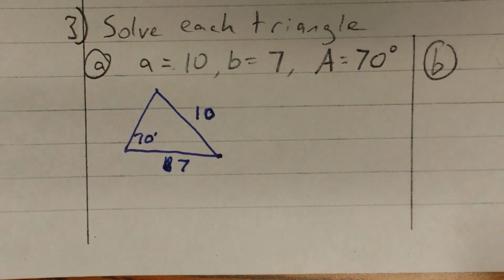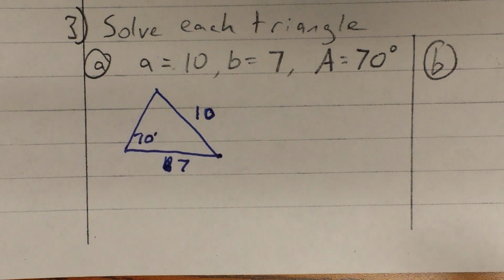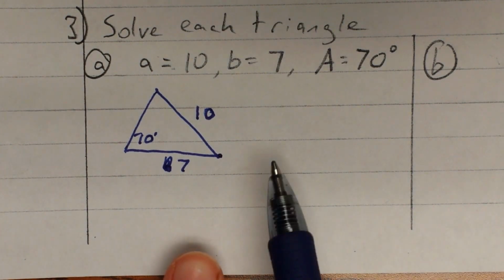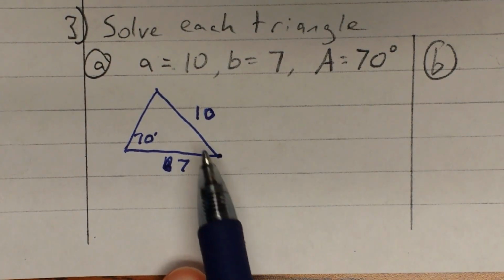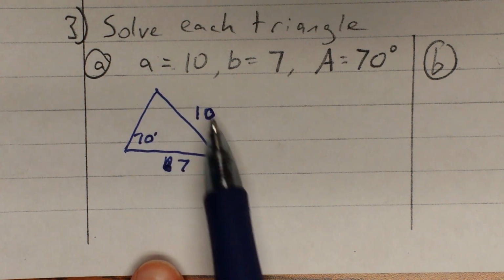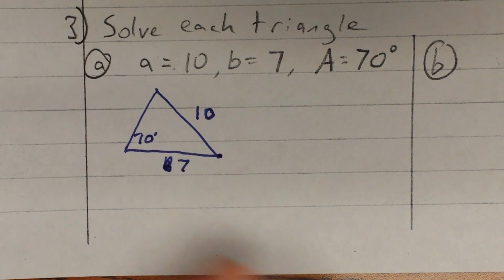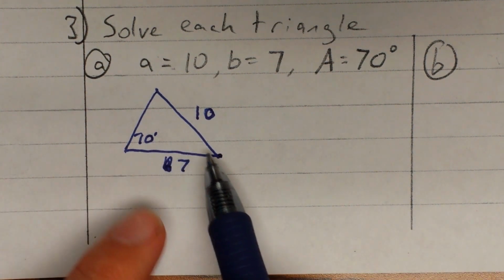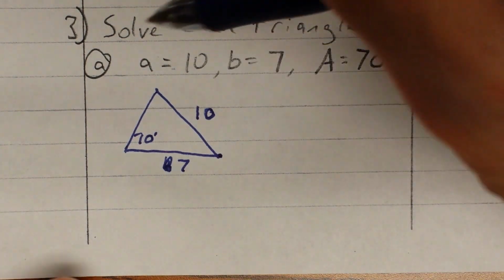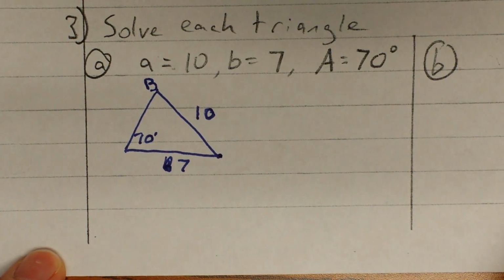Okay, so we have some arrangement like this. The 7 could go here, it could go there. It would essentially be the same triangle, just facing a different direction. Now, to solve this, we need to find first one of these other angles. We can't use the Pythagorean theorem because this is not necessarily a right triangle. So, how do we find one of these other angles? Well, let's call this angle across from side B angle B.